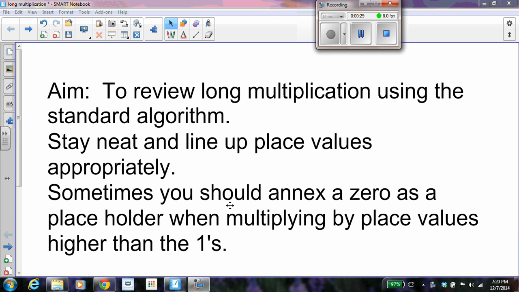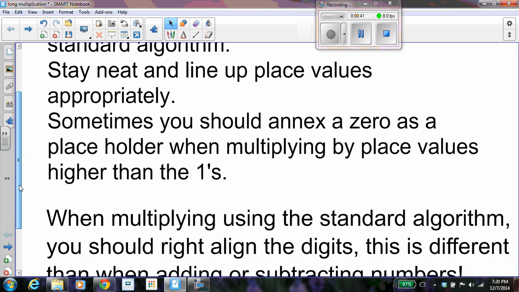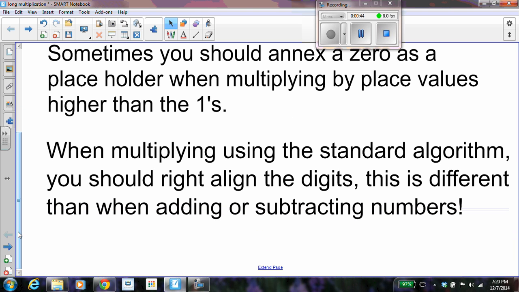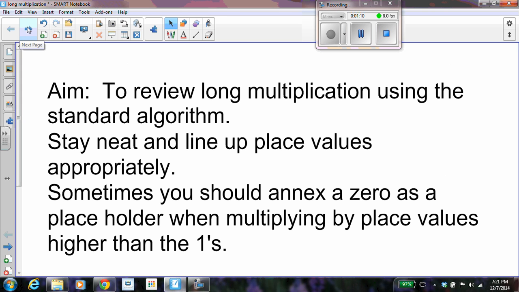Now in most cases you should annex a 0 as a placeholder when multiplying by place values higher than the ones. Now this will become apparent as we move on in the examples. When we do multiply, it is important to write a line. This is very, very different than adding or subtracting. In adding or subtracting, we should always align the place values, and we should always align the decimals, but not with multiplication. With multiplication, we're going to right align the digits. That just is the easier way to do it.